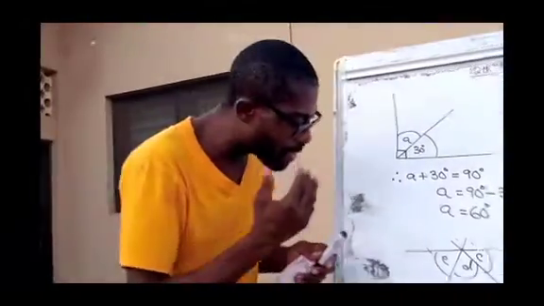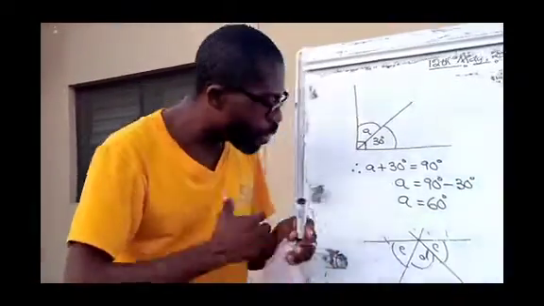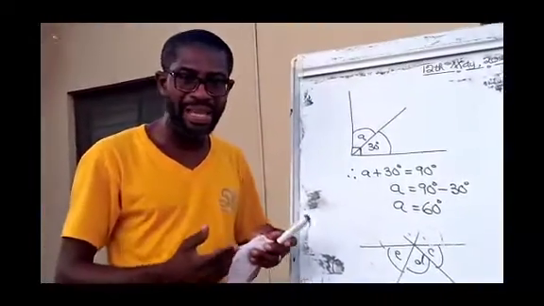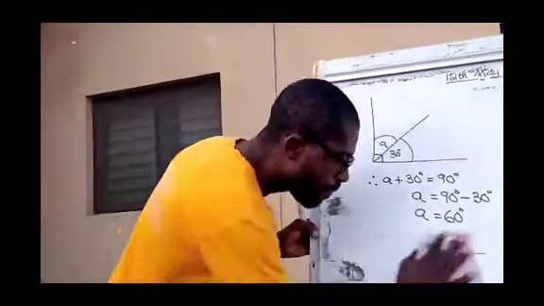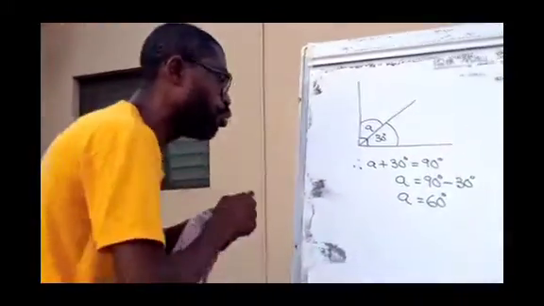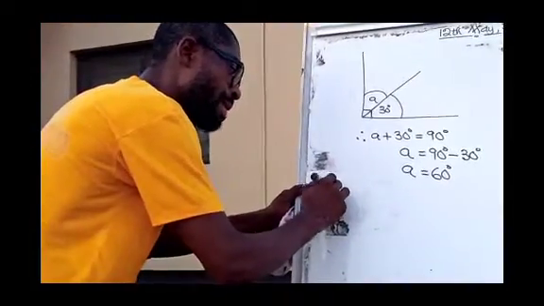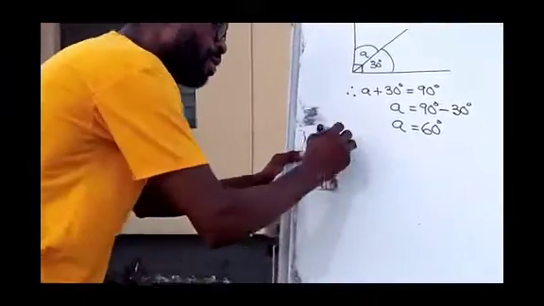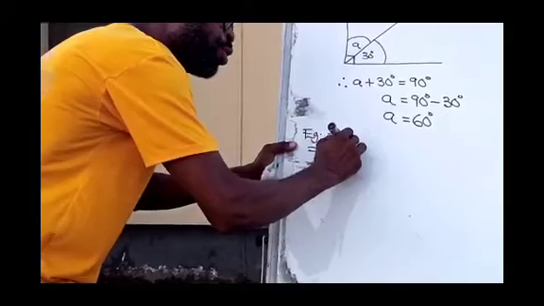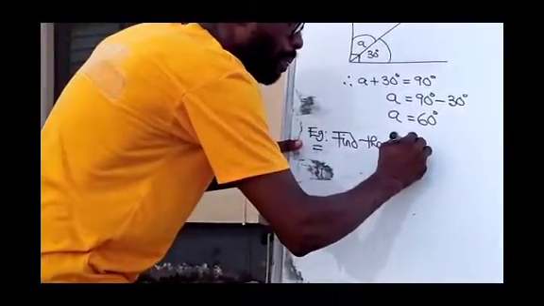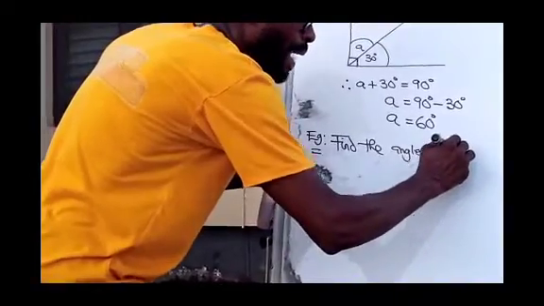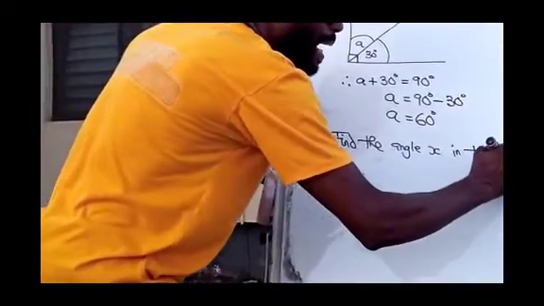Let's try some questions also on angles on a straight line and angles about a point. Let's see, Example 2. We have been told to find the angle X in the diagrams.